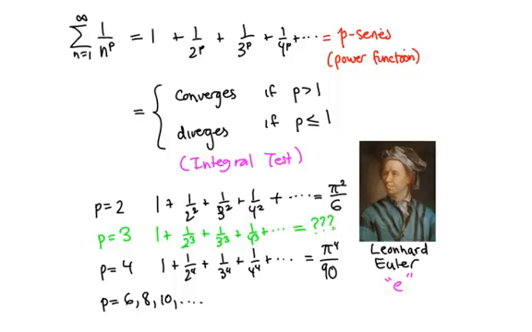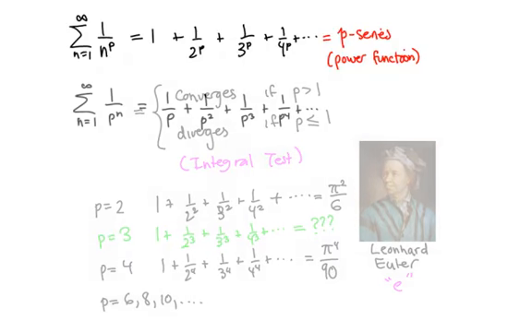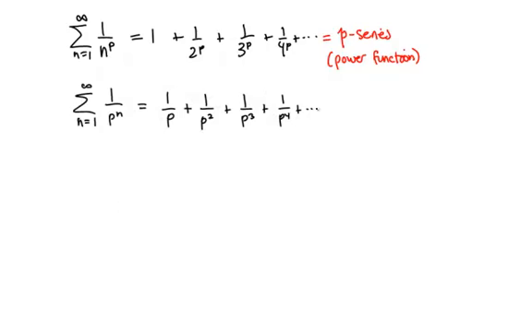It's worth pointing out that students often get this confused with a related series. And that would be the series n going from 1 to infinity of 1 over p to the n, as opposed to 1 over n to the p. So that's the series 1 over p squared, 1 over p cubed, 1 over p to the 4th, dot, dot, dot. It turns out that this guy right here is not a p-series. This is actually a geometric series.